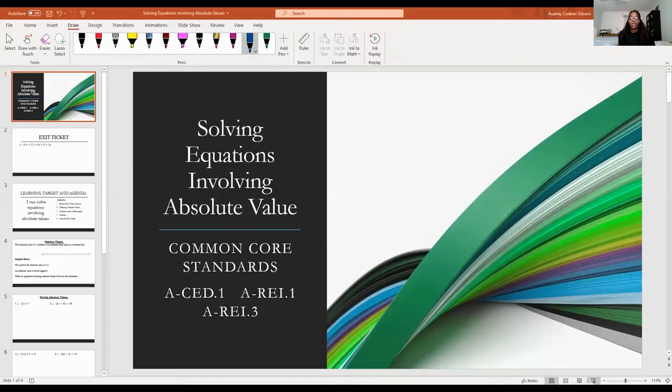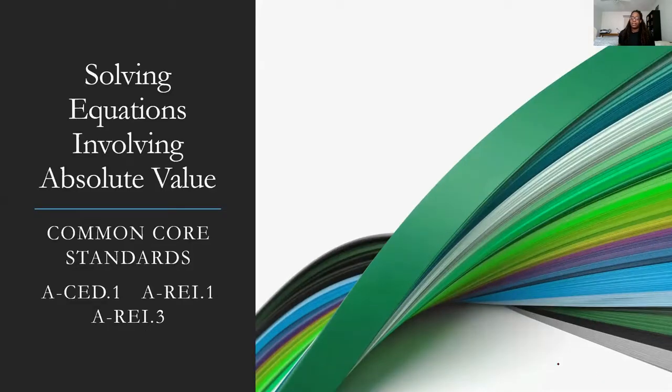So today we are going to be looking at solving equations involving absolute values. Now, you're probably saying to yourself, absolute values, I've heard of that. I just remember that it was always positive, but I never understood why. So we're going to answer that question for you. We're going to look at the Common Core Standards CED.1, AREI.1, and AREI.3. So it's all dealing with algebra, all right?